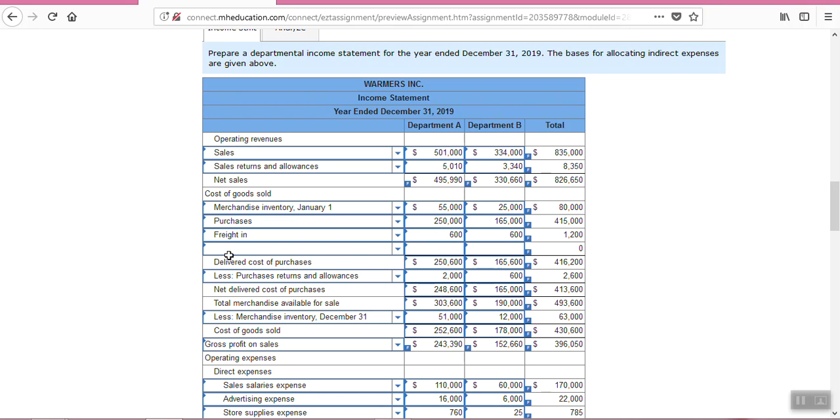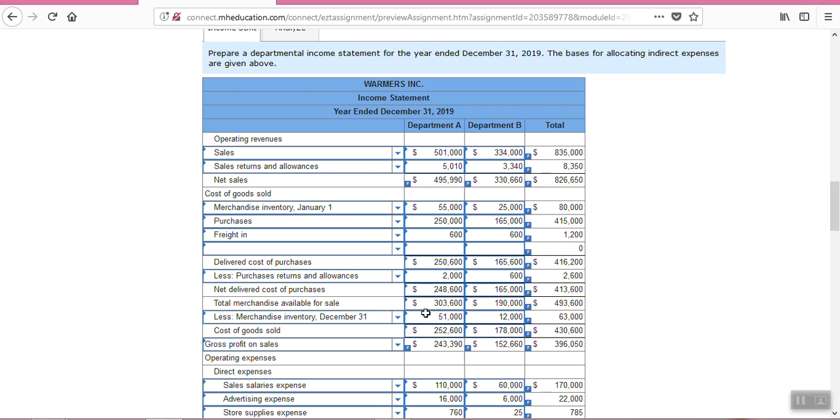Then there's a blank line here, and you're going to have a blank line. Don't worry about that. Then there's a delivered cost of purchases, and that is the cost of purchases plus the cost to deliver, which is these two lines here. We're going to subtract out our purchase returns and allowances, and that's going to give us our net delivered cost of purchases, which is just the delivered cost less that amount.